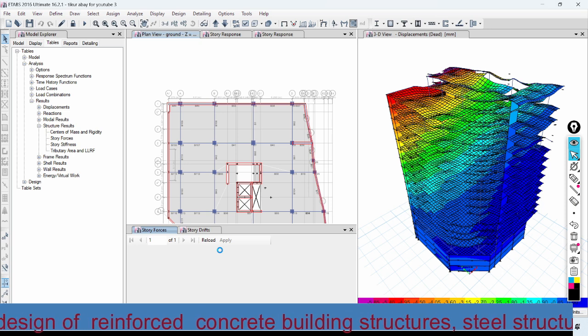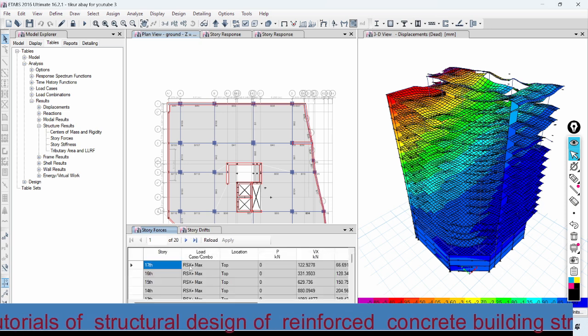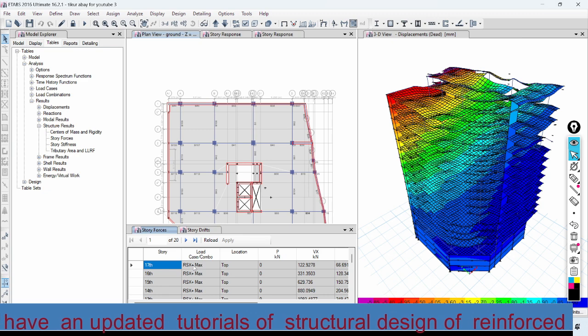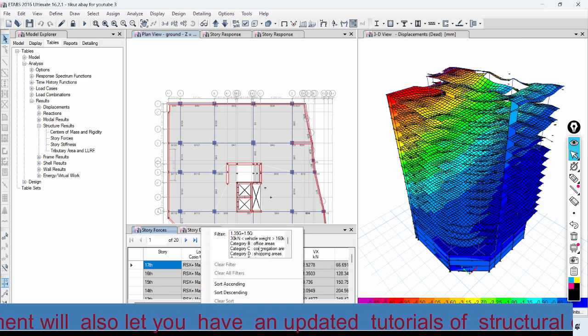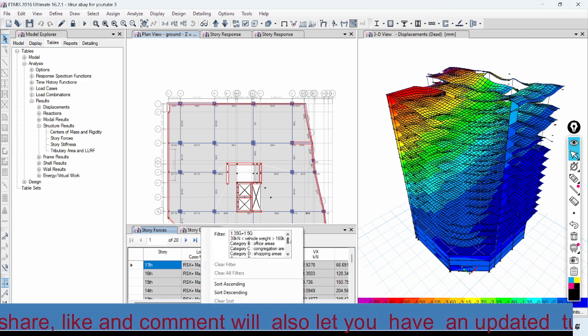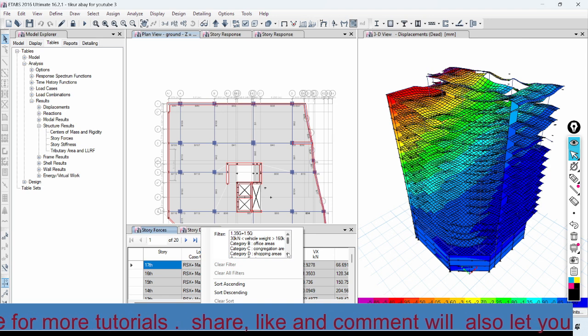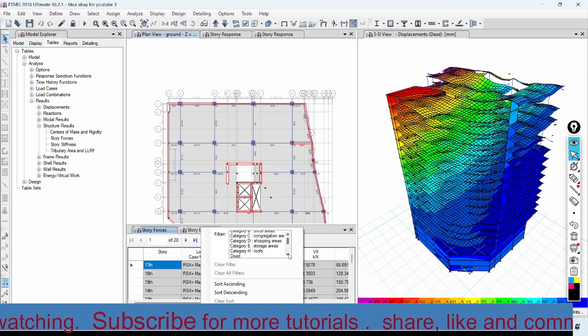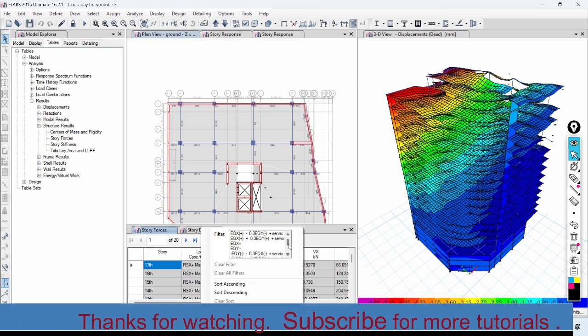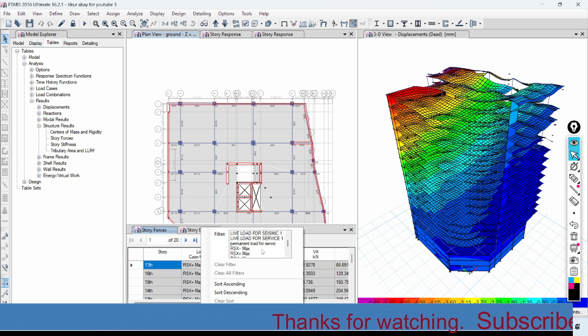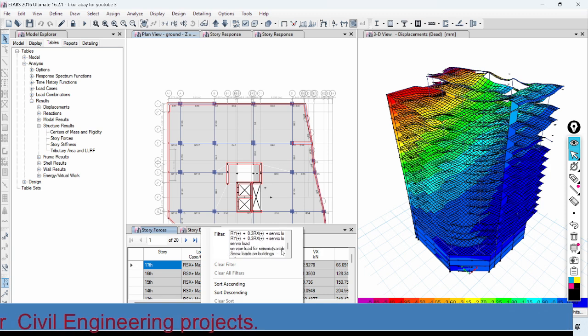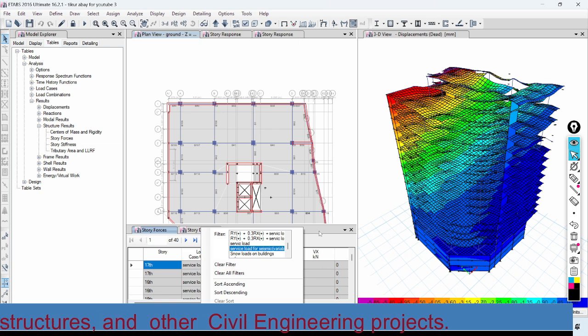Now it is taking more time. Okay, here I need to select the combination, that means service load combination. Let's go down. That means service load for seismic. This one.